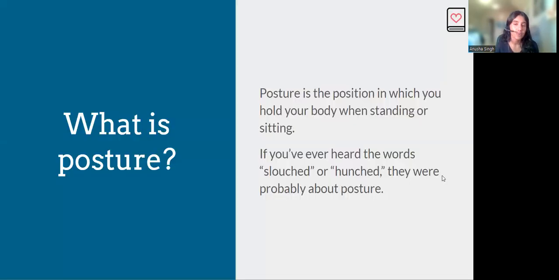So first of all, what is posture? Posture is the position in which you hold your body when you're standing or you're sitting. If you've ever heard the word slouched or hunched, they were probably talking about posture.